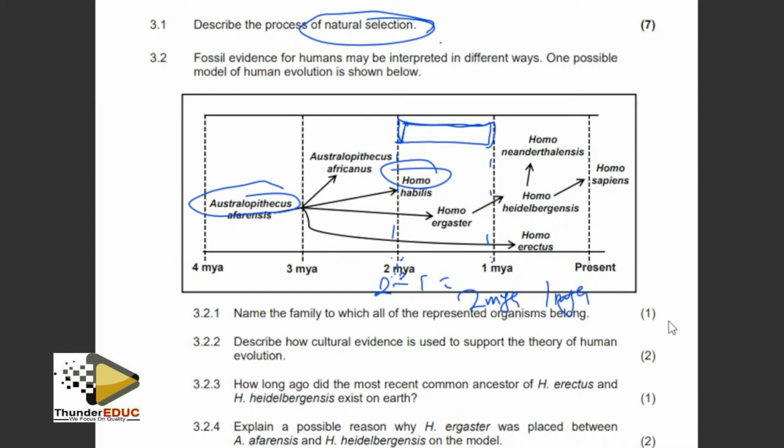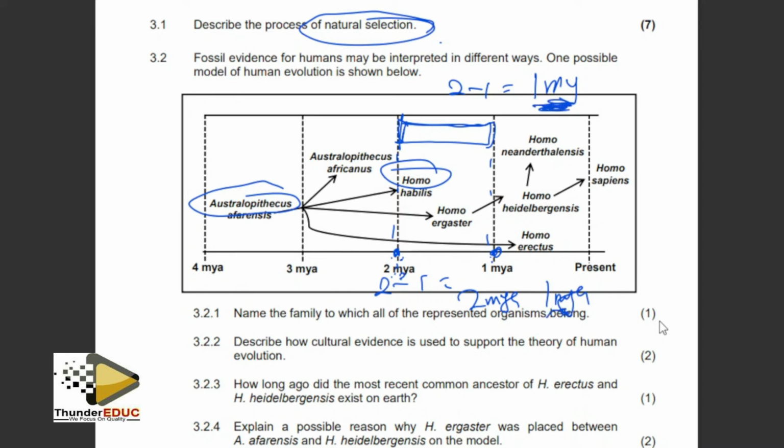How long did they exist? That's a question. I say where they appeared and where they got extinct, then 2 minus 1, I get 1. But here it is going to be million years, not million years ago. Here you say million years ago; here you say million years. Sometimes we always mark this unit.